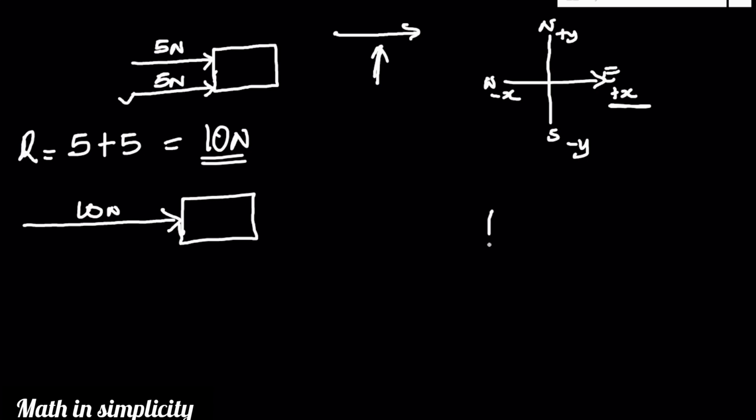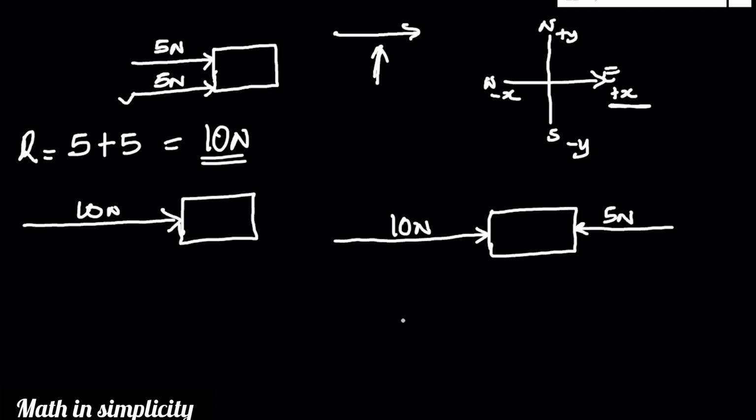So what if we have another scenario like this, the same block of wood, and then we have a boy pushing, only him, with a force of 10 Newton, and then we have another boy pushing from the opposite direction with a force of 5 Newton. What will be the resultant?